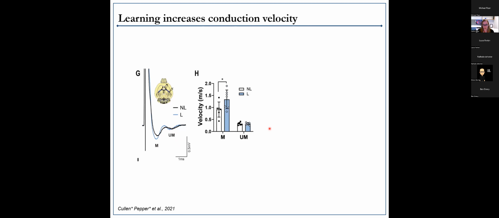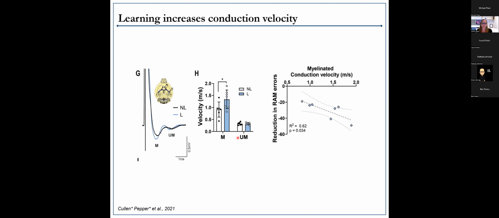When we measured this in the learning mice, we saw that the conduction velocity in the myelinated peak, the myelinated fraction, was significantly increased, so much faster, similar to what we expected from the simulations. But there was no change whatsoever in the conduction velocity in the unmyelinated portion. So this suggests that it certainly is myelin-related changes rather than axon-related changes that are driving this change in conduction velocity.